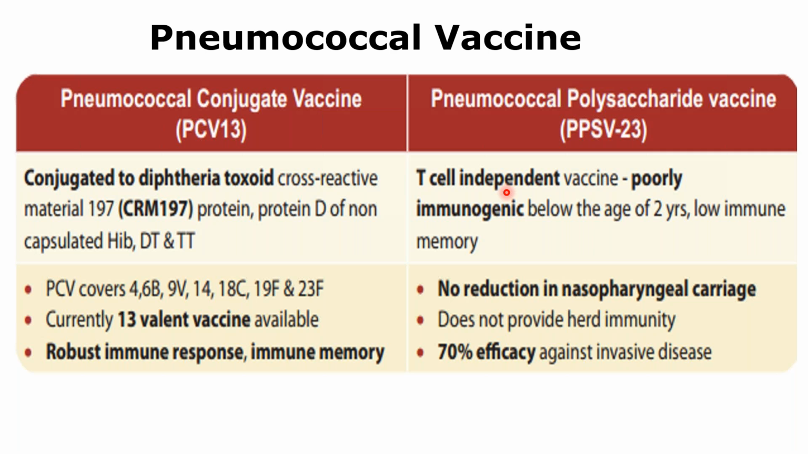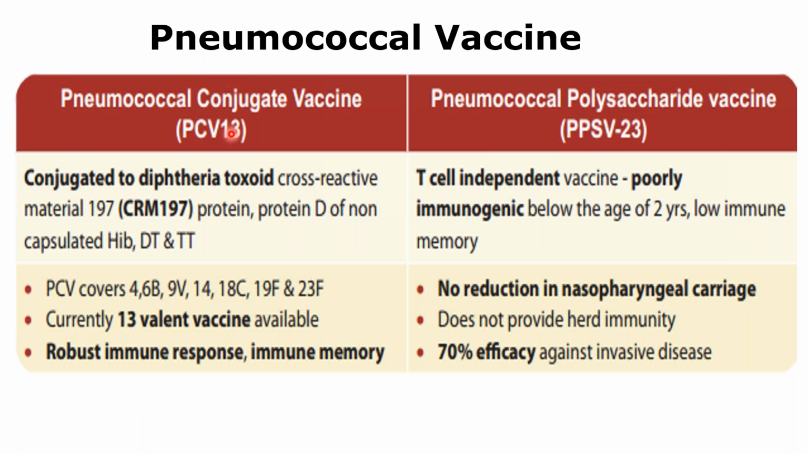One is the pneumococcal conjugate vaccine. Previously the 7-valent pneumococcal vaccine was available, then the 10-valent, and currently even the 13-valent pneumococcal conjugate vaccine is available. And this vaccine is conjugated, so we are calling it pneumococcal conjugate vaccine. So what is it conjugated to? This vaccine has been conjugated to the diphtheria toxoid cross-reactive material, or CRM197 protein, okay? And this covers 13 strains of pneumococcus, or Streptococcus pneumoniae.